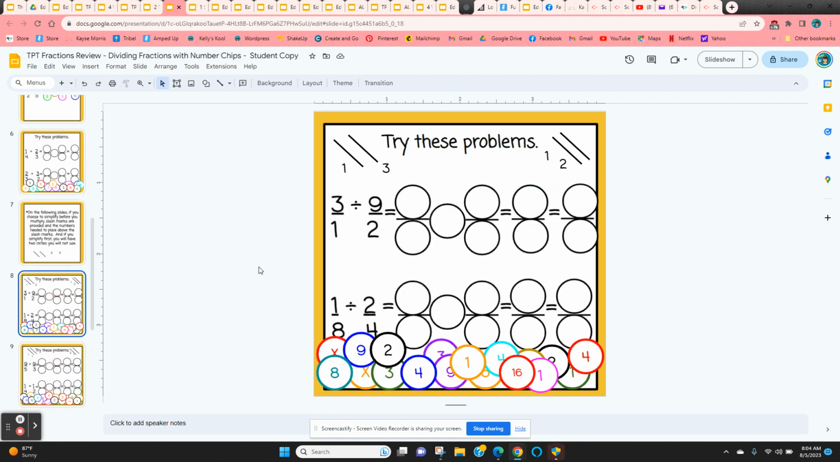So on slide 8, there's 2 different ways the students could do this. And in the teacher key, I've showed both methods. So here, 3/1 divided by 9/2. So we're going to keep that first fraction. So I'm going to click on the 3 and then a 1. Change your division to multiplication. Flip the second fraction. Now it's 2/9.